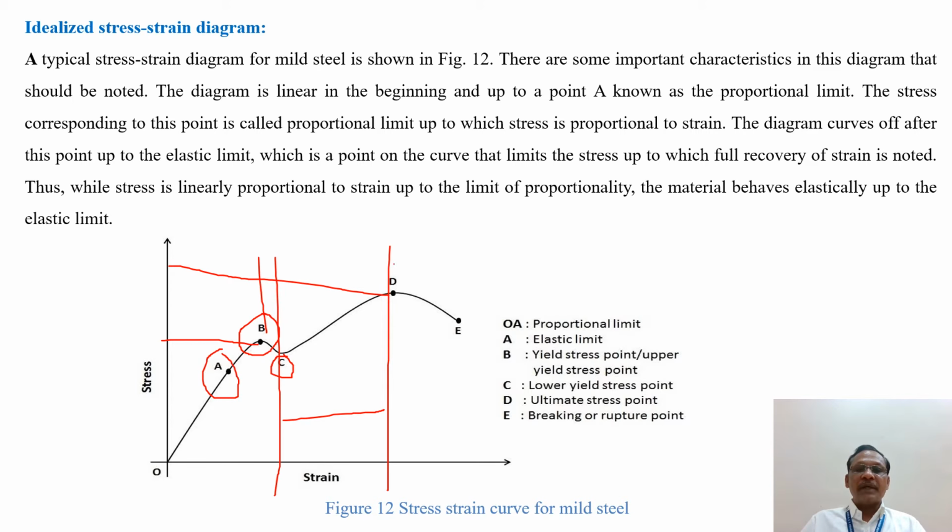So this point D is considered as the upper yield, ultimate stress point, or ultimate load point, and finally the member will break if you increase the load again. Then after D there is a continuous fall in load, but a continuous increase in the length of the member. So finally the member fails. That point is known as E, and it is known as the breaking point or rupture point.